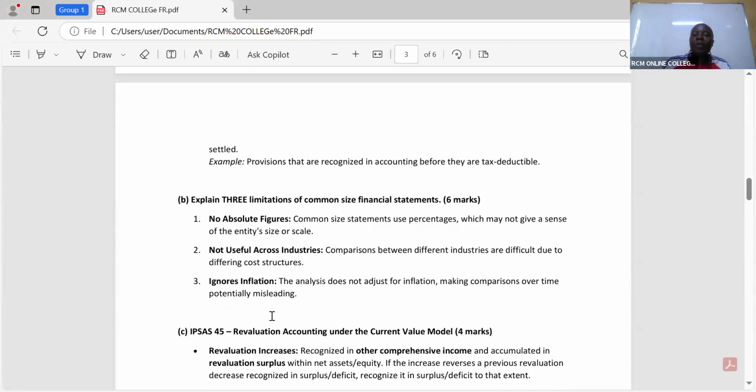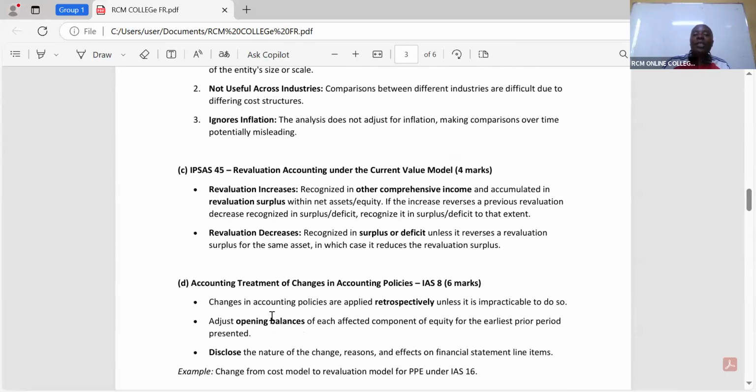Ladies and gentlemen, that one I know you can easily cram and use it. The other day they gave us something on IPSAS 45.